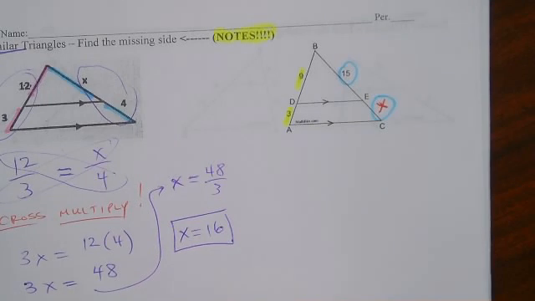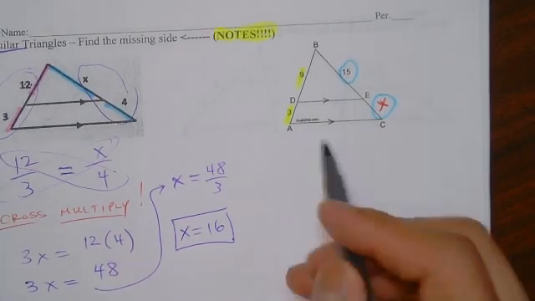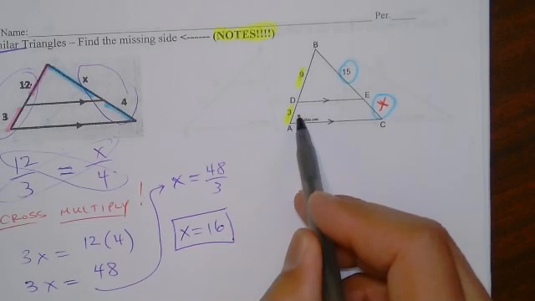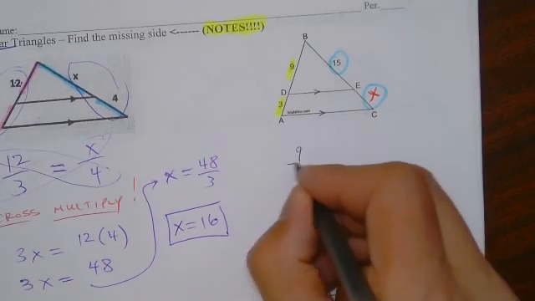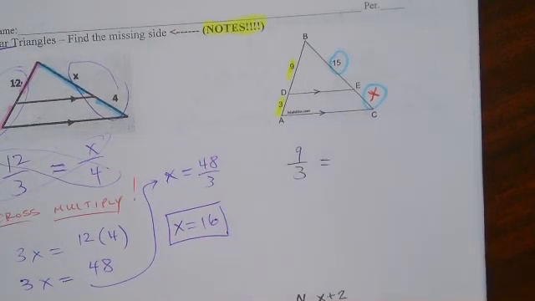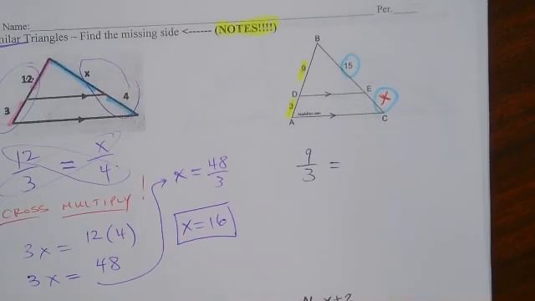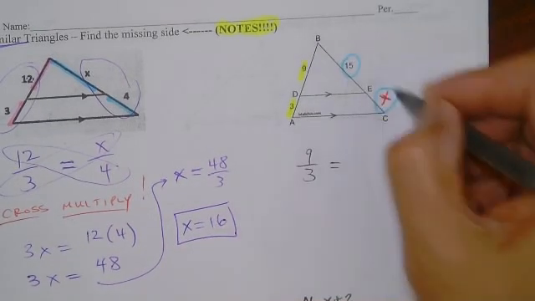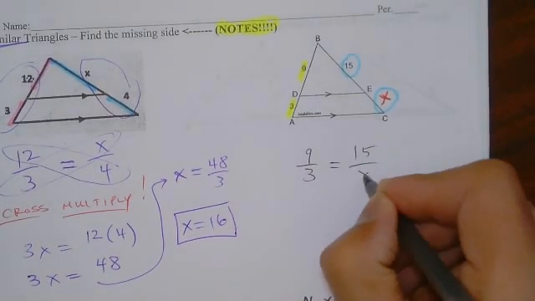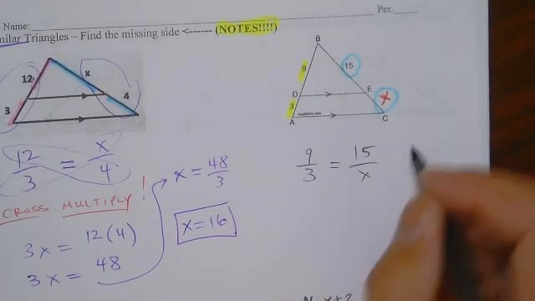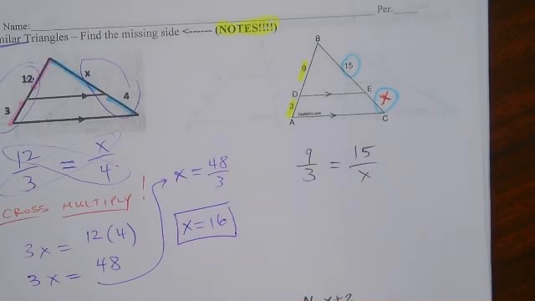All right, we can write the proportion. It's almost looking at you right there. What are we going to write? 9 over 3. 9 over 3 is equal to what? 15 over x. Okay. 9 over 3 is equal to 15 over x.